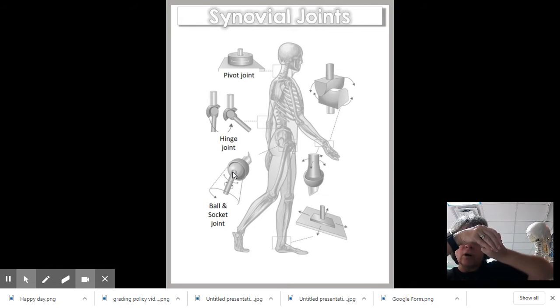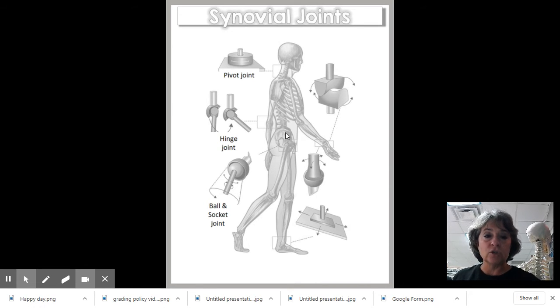And this can give you all kinds of rotational movements, as well as just the hinge, which is just one up and down, back and forth movement. The ball and socket can give you rotational movements as well. And so this one is highlighting your hip. So take your leg out and just move it all the different directions you can with your leg. That's because of this ball and socket joint.